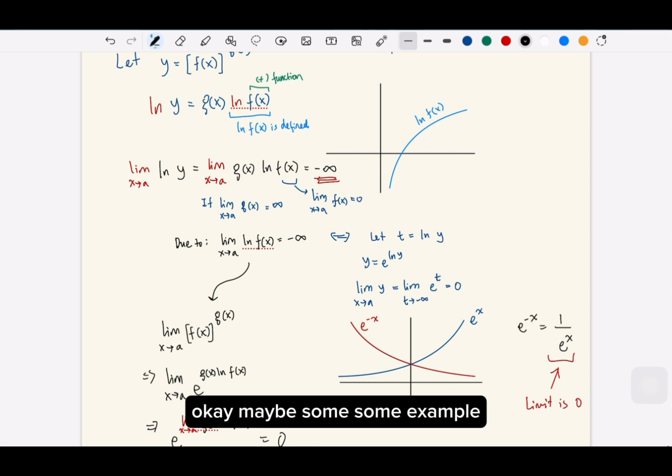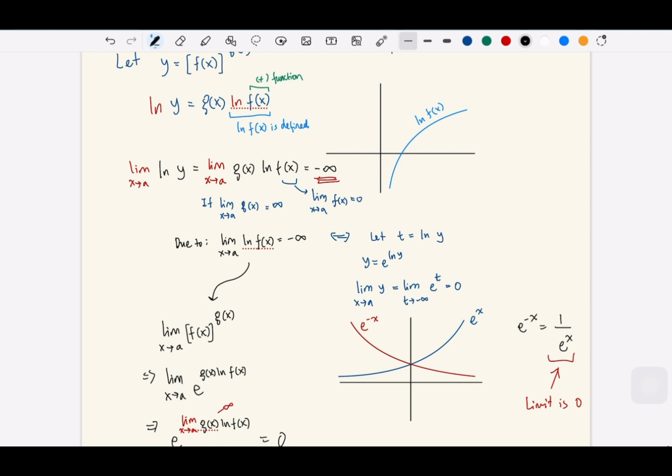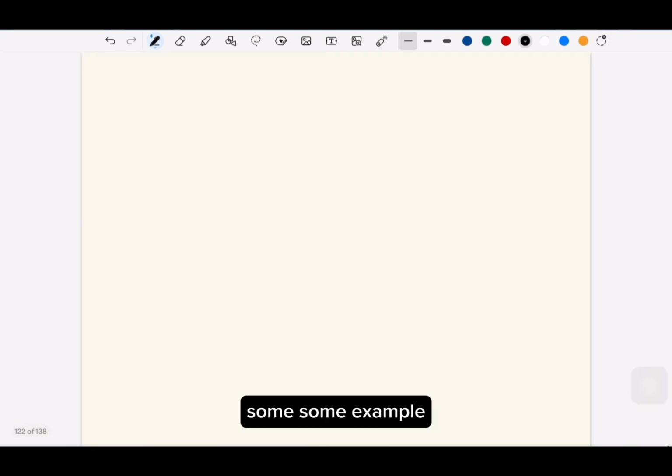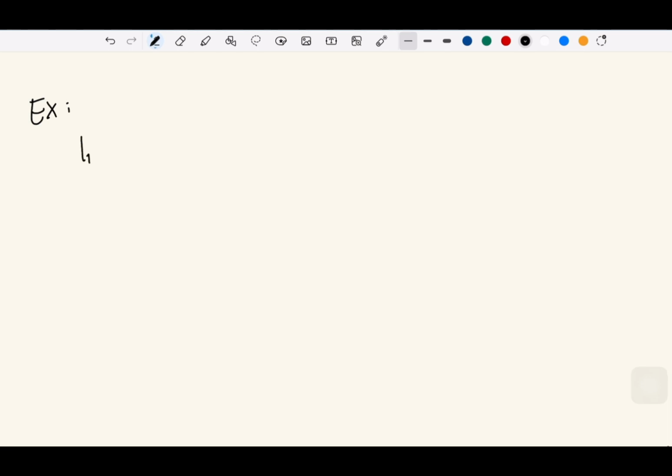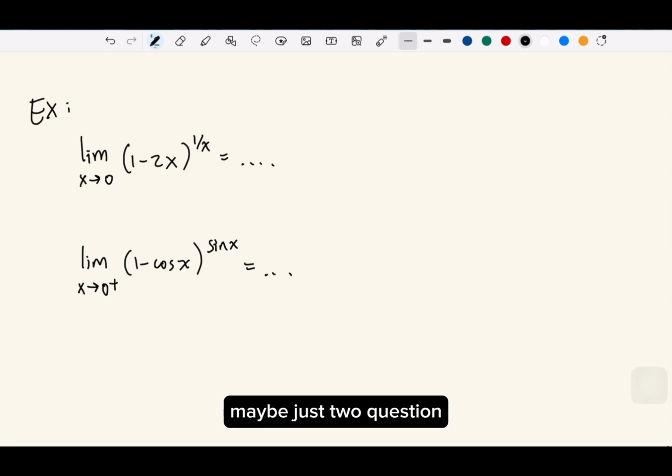Okay, maybe some examples. Examples for the indeterminate forms, maybe just 2 questions.